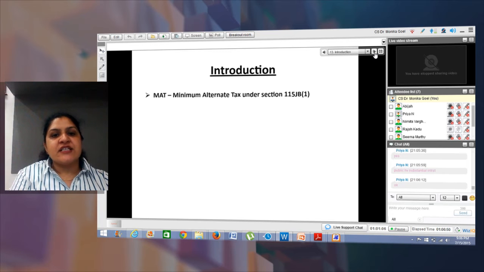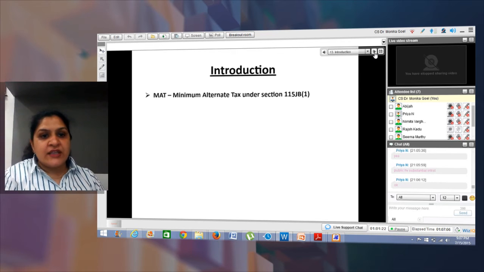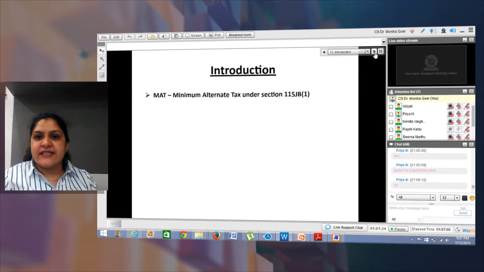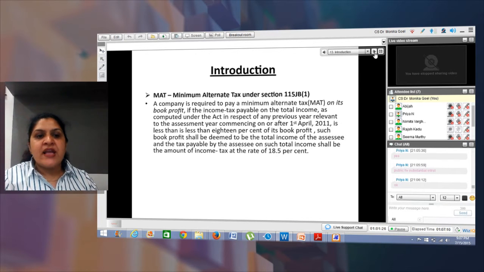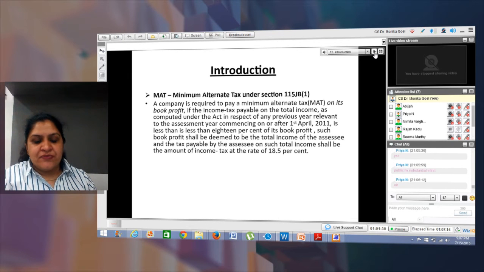The section which is applicable is section 115JB, a very, very important section, because many a times in the examination, you are not asked to calculate minimum alternate tax. You're required to calculate tax under section 115JB. So that is why you should know this section very well. As per this section, every company has to pay tax at the rate of 30%.